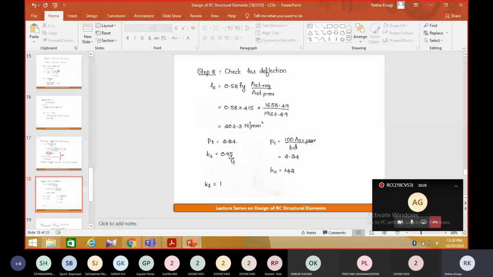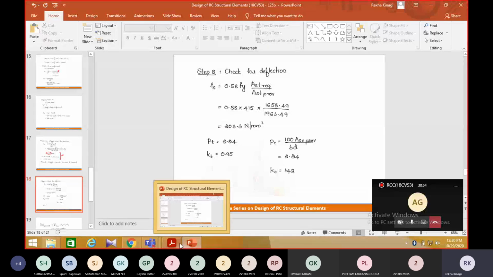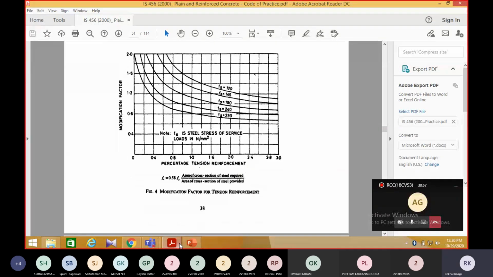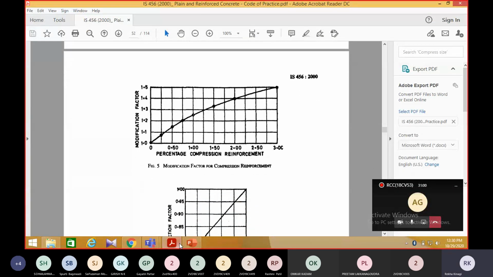So the projected point lies between 0.9 to 1. So we are considering 0.95 as the value of KT. Now once KT is done, next thing is to calculate the value of KC, that is modification factor for the compression reinforcement. In order to calculate the modification factor for the compression reinforcement, we'll be referring to figure 5. Here, percentage compression reinforcement, that is PC, 100 ASC provided divided by BD, that we need to calculate.